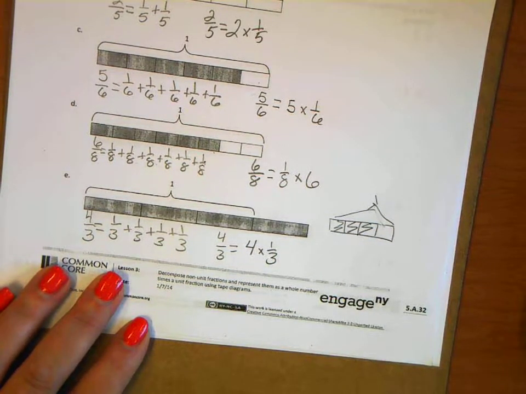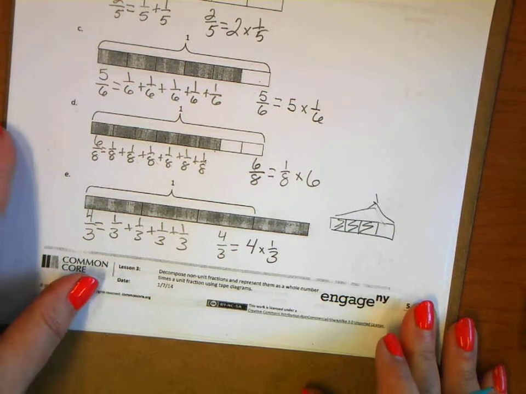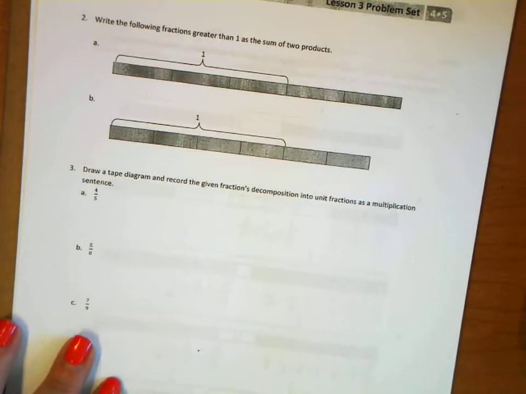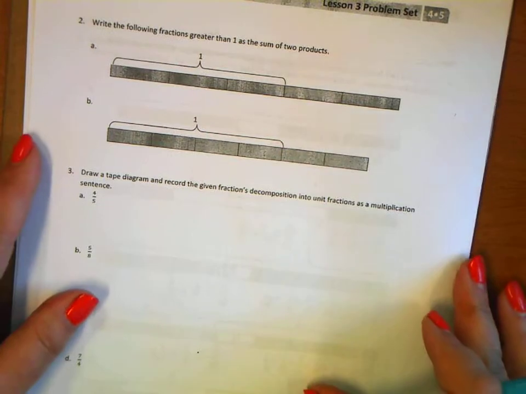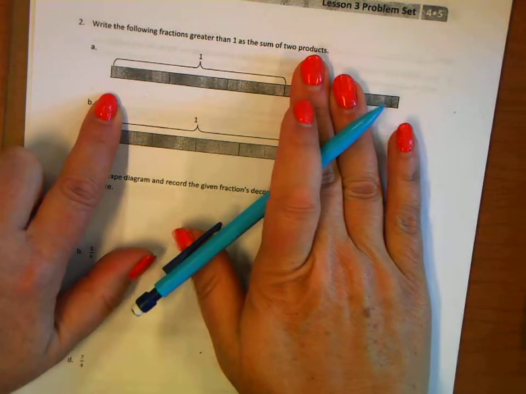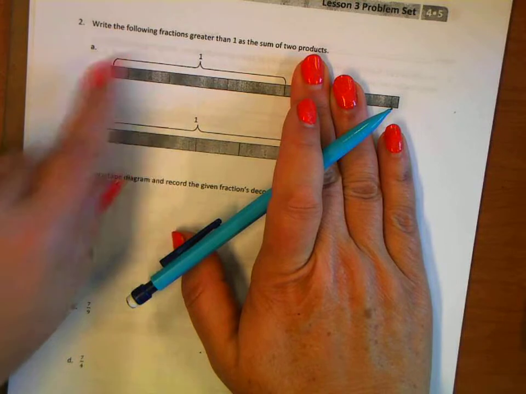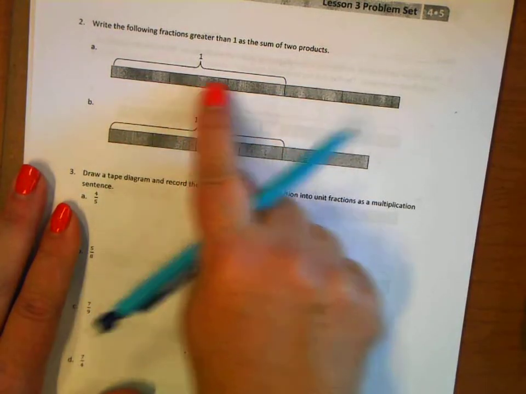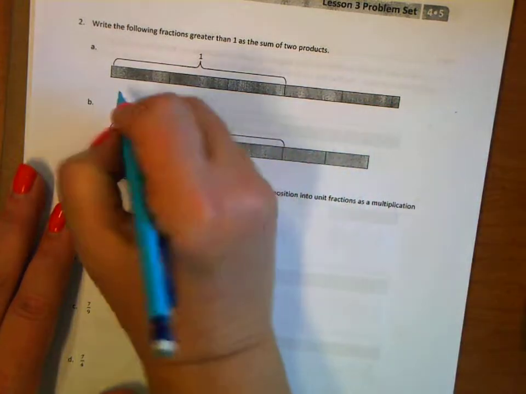All right. Okay, so flip it over to the back. And then 2, A and B, is asking you to do the fraction that's greater than 1 as the sum of two products. So again, I'm going to look this up. Here's my whole. It's divided into thirds. And there are 1, 2, 3, 4, 5 thirds.